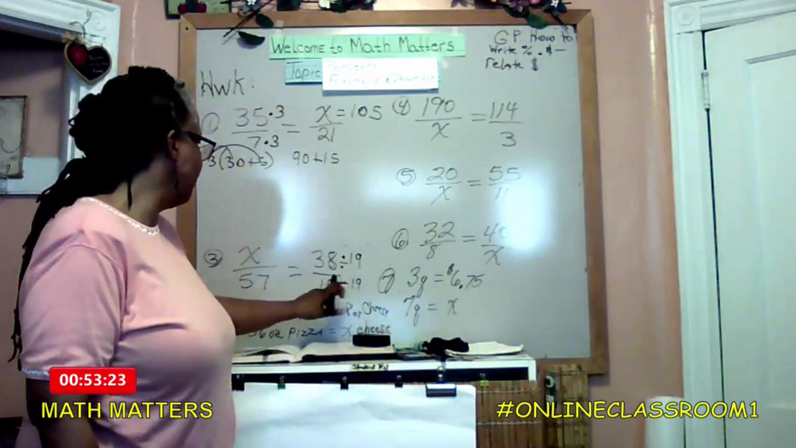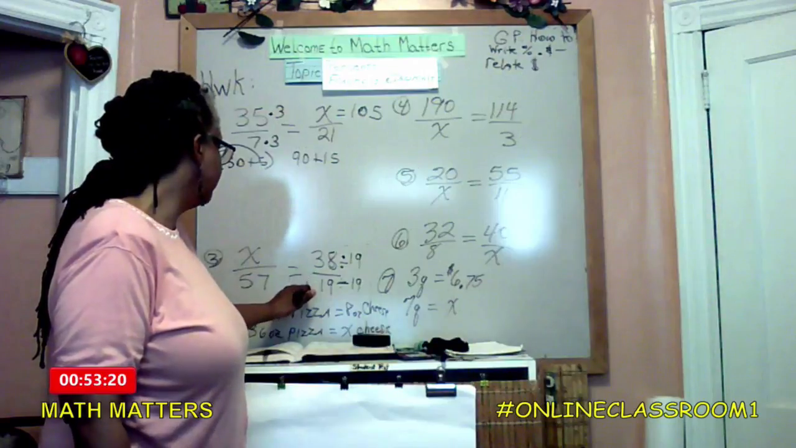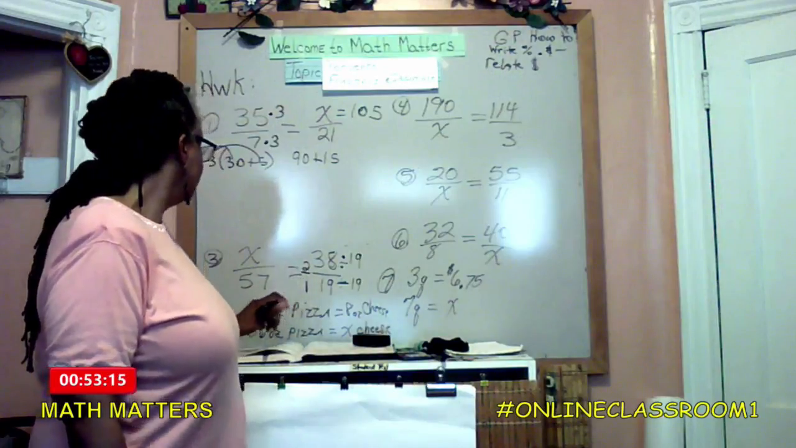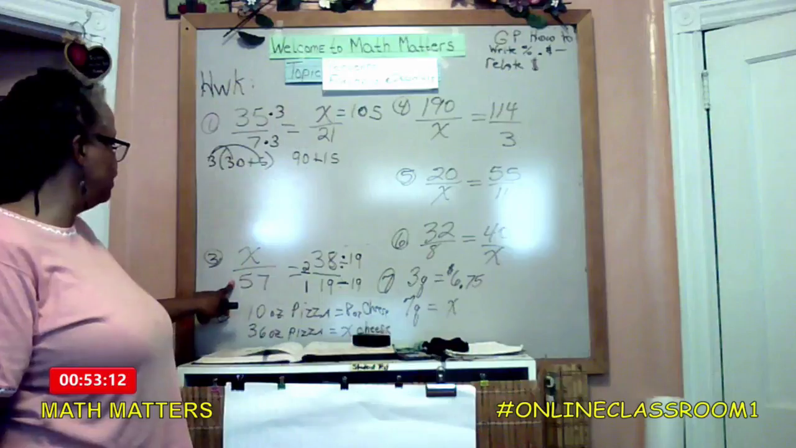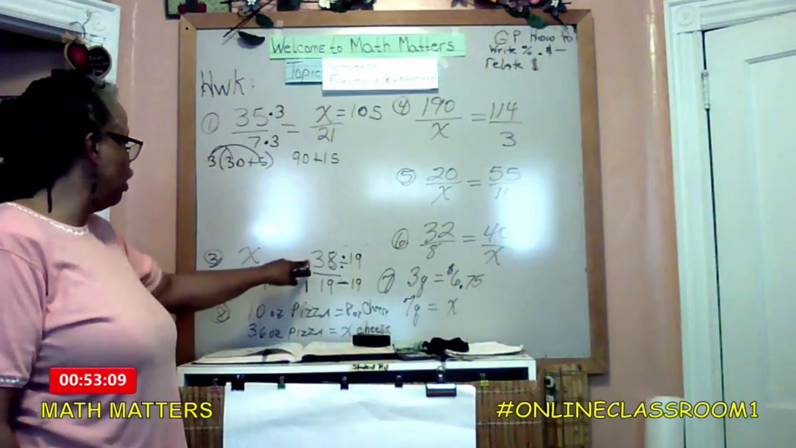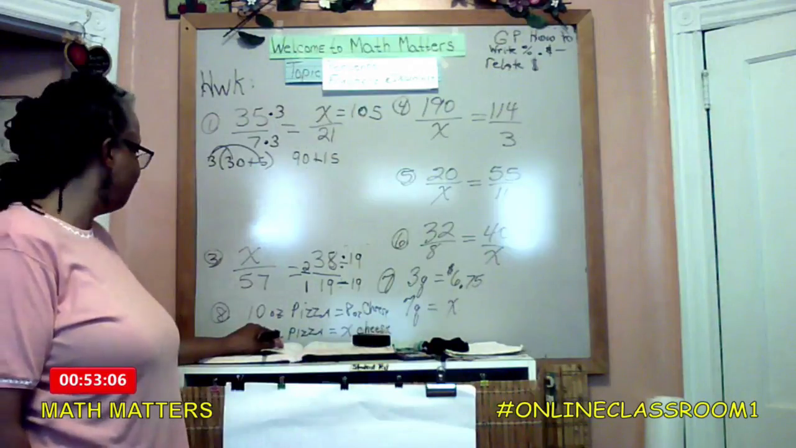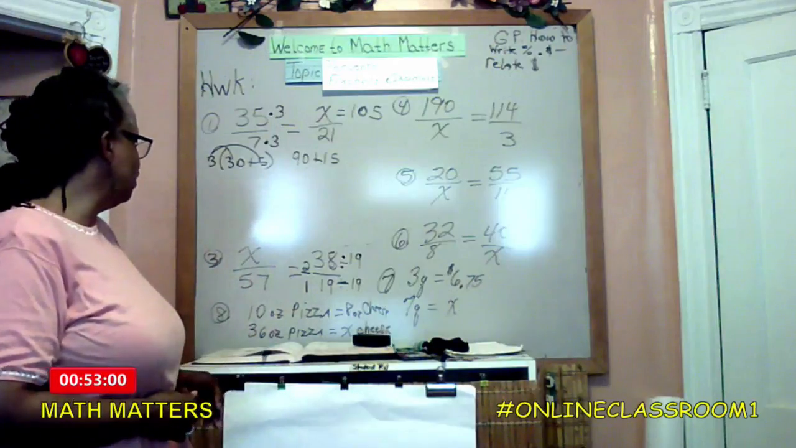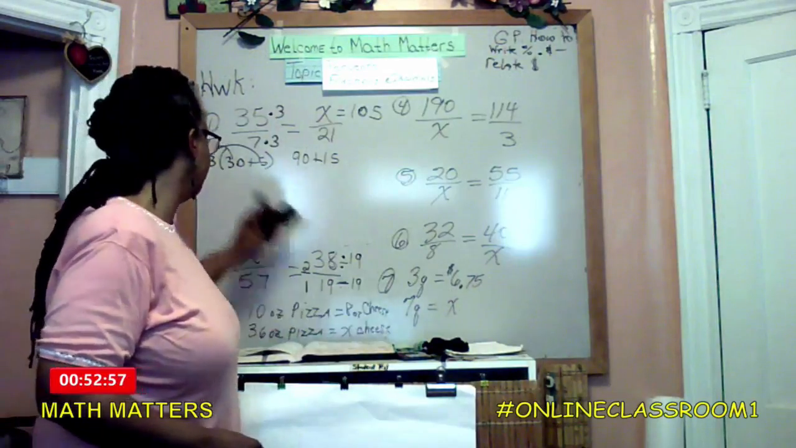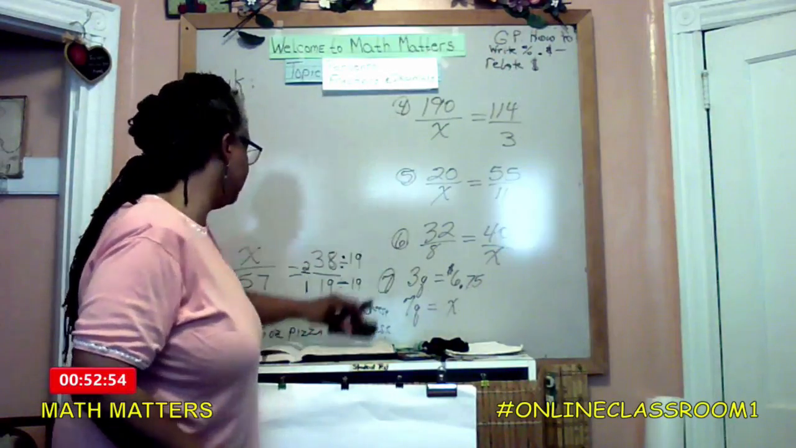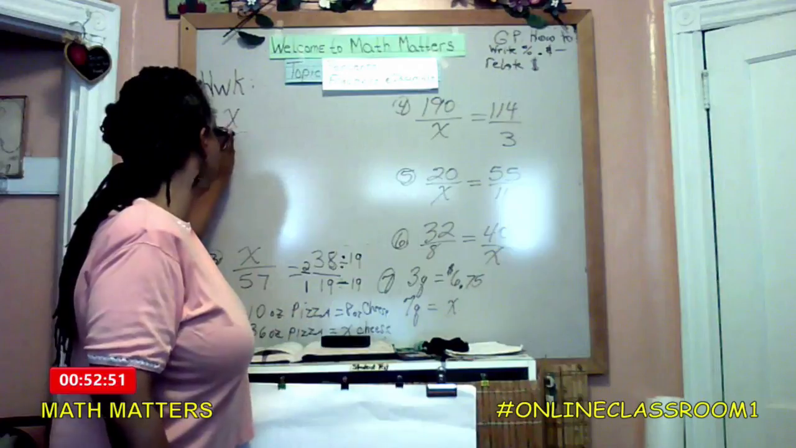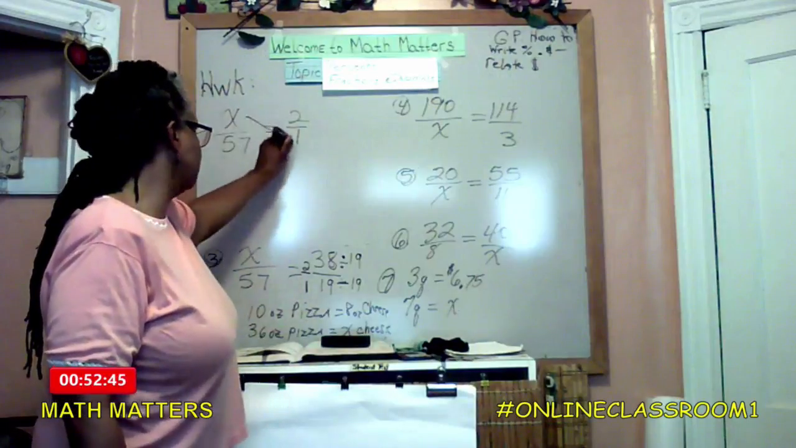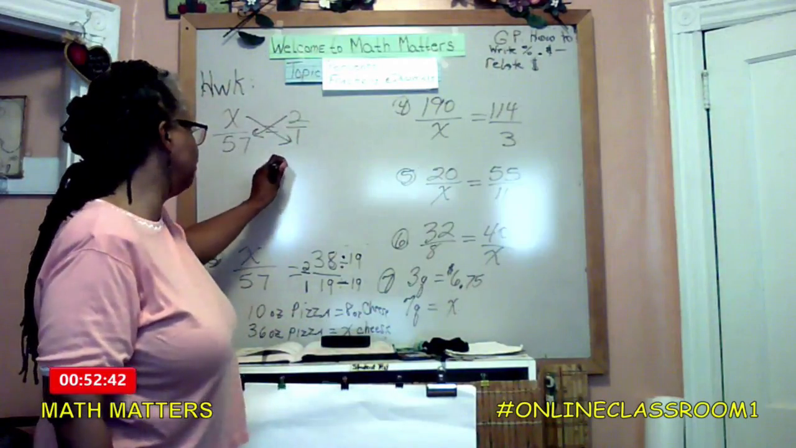And I get 19 divided by 19 is 1, and 38 divided by 19 is 2. So now I have some number is to 57 as 2 is to 1. Now all I've got to do is cross multiply and find out what my answer will be. If you would allow me to raise it up a little bit so that it can be nice and clear, I have x is to 57 as 2 is to 1. Cross multiply, and I know my answer right away.